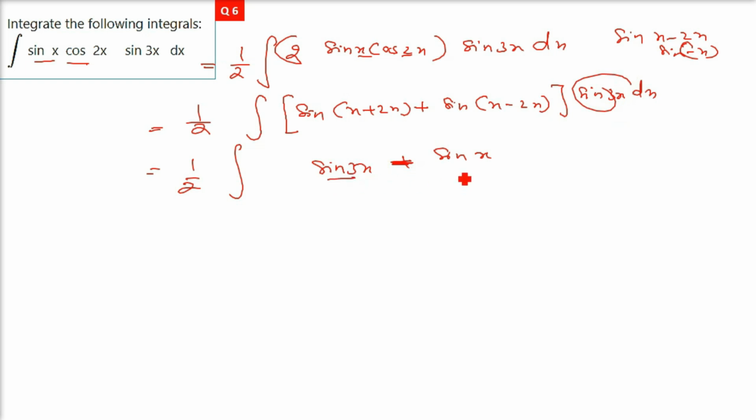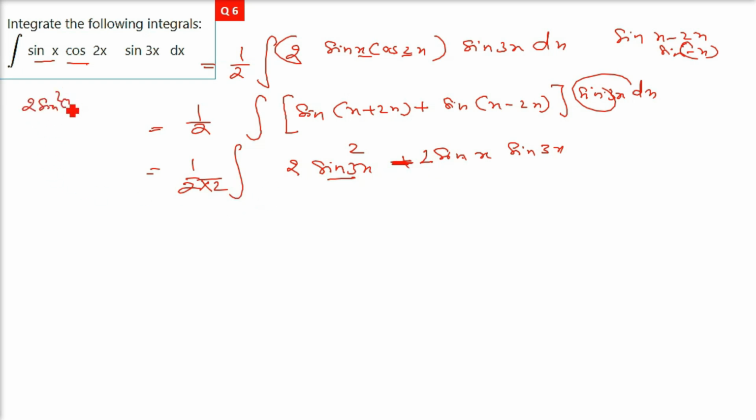Since this sine 3x is already outside, now bring it inside. Sine 3x into sine 3x is going to be sine square 3x. Sine x is already there, so you multiply it by sine 3x. Sine x into sine 3x. So we will use again a formula. If you remember, 2 sine square theta was what? If you remember, 2 cos square x in the previous exercise also we have used. So I am introducing it again because we will need it.